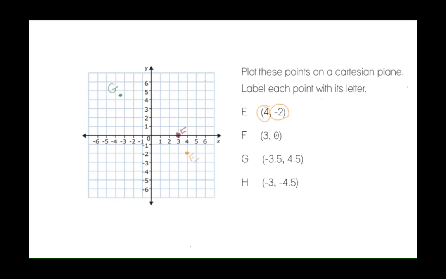Just changing my colour pen. So we're going to go negative 3 on the x-axis, so 1, 2, 3 on the x-axis, and negative 4 on the y, which means we're going down 1, 2, 3, 4 and a half. So we're going to have our coordinate right here. Now don't forget to label it or it's not finished. So we're going to label this H, and that's our 4 coordinates done.